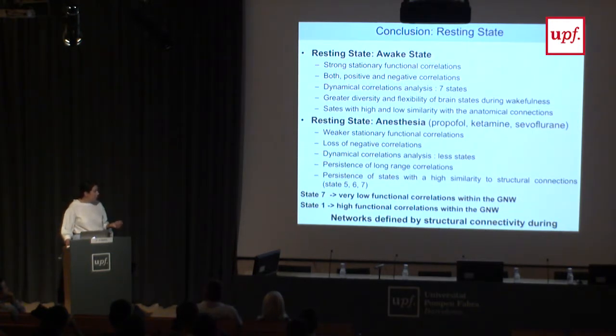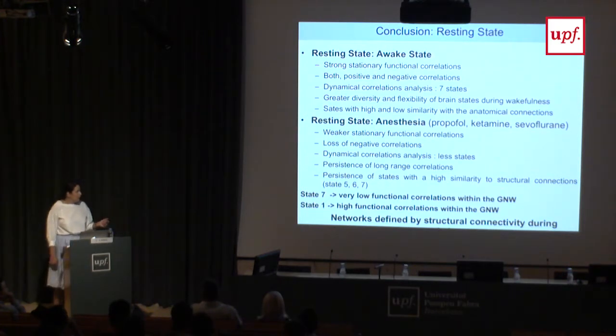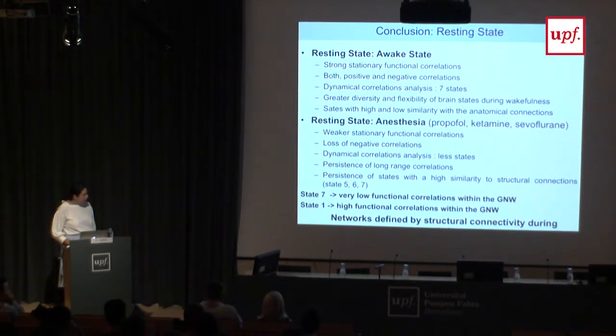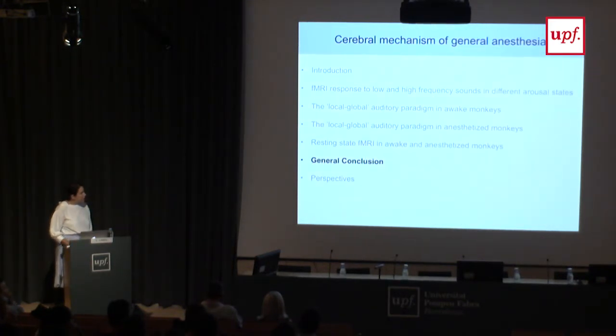of negative correlations in the brain, and that for dynamic correlations analysis, you get less states compared to the wake state, and that the states you will lose are the ones that are the farthest away from the underlying anatomical connectivity of the brain. So like brain state 1 with high functional correlations within the global neuronal workspace is completely lost under anesthesia, and that brain state 7 with very low functional correlations in the global neuronal workspace is present, and big pumps really dominate under anesthesia, and that the networks present under anesthesia are defined by the structural underlying connectivity of the monkey.